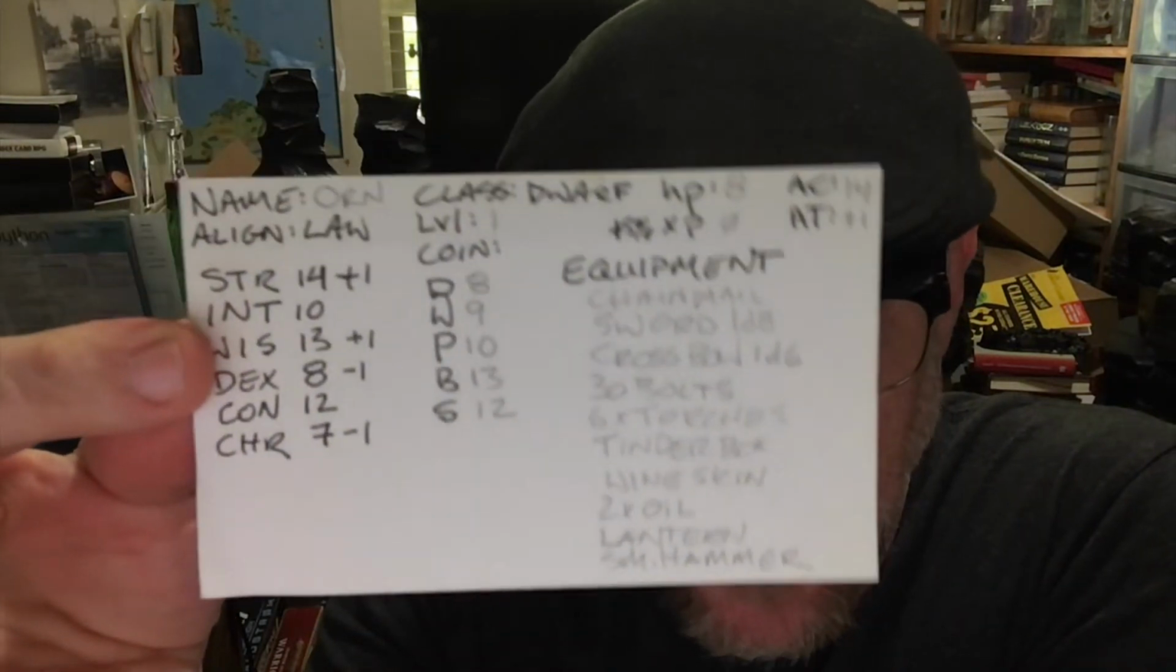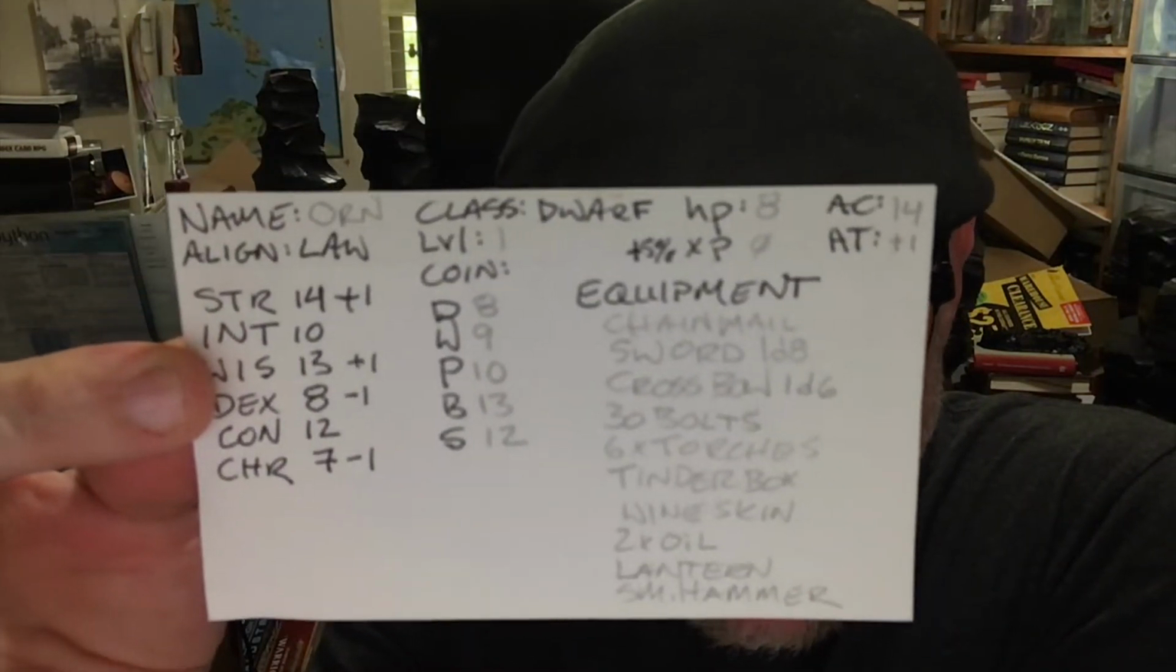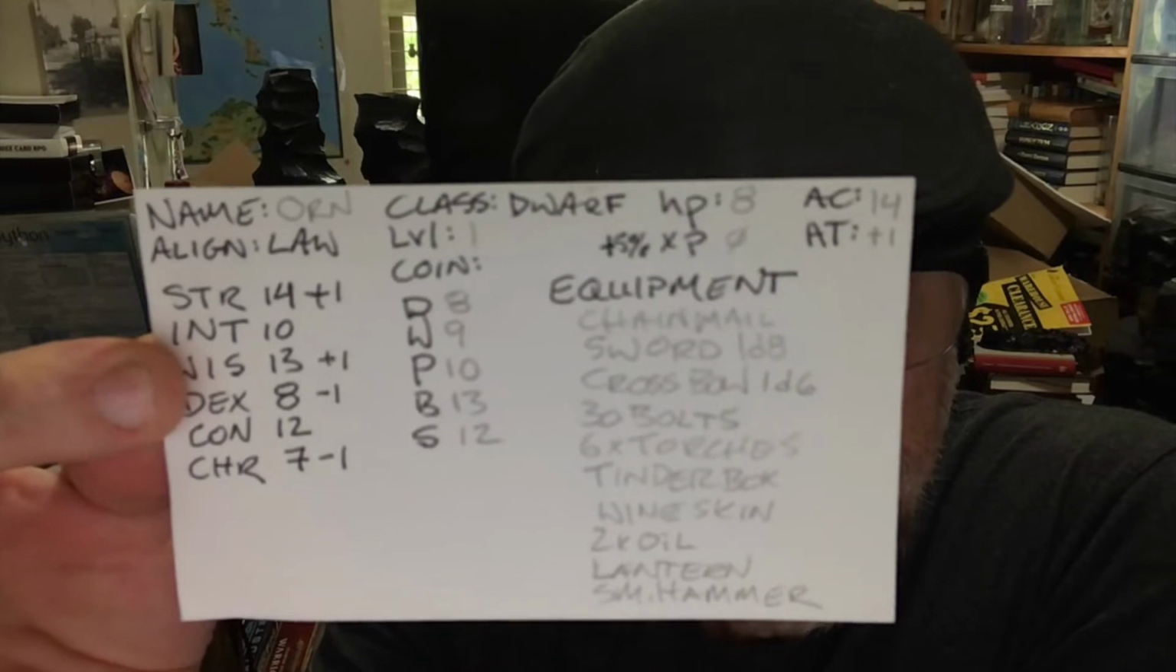I decided to create new characters. I go through and create characters all the time. It's something I do, learning game systems. So I created this dwarf, Orn, using an index card, keeping things again simple, and pretty tight, right?